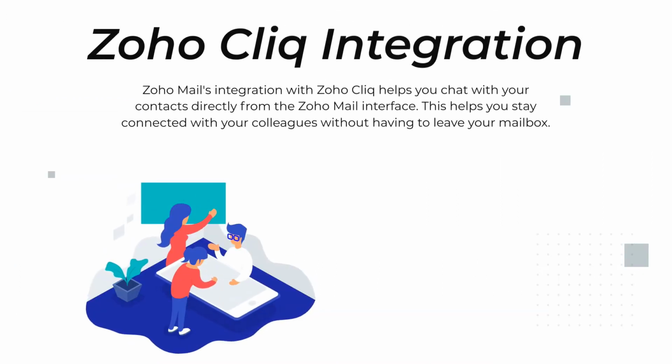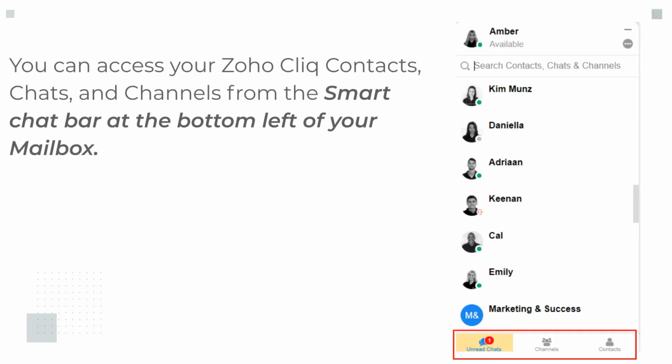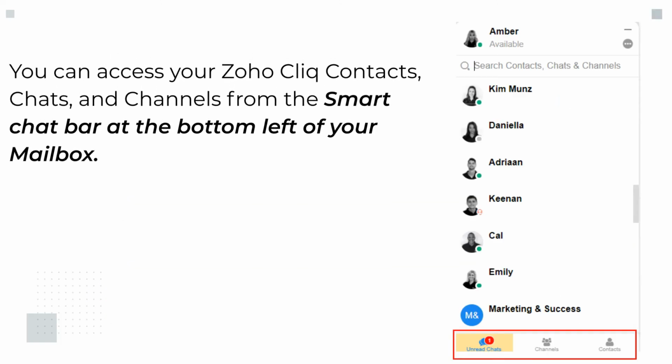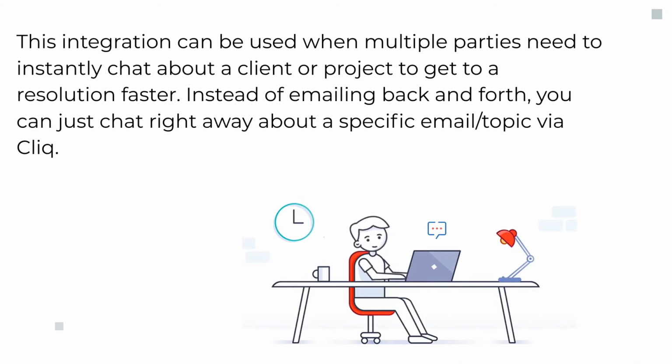Moving on to the Zoho CRM integration. Zoho Mail's integration with Zoho CRM helps you chat with your contacts directly from the Zoho Mail interface. This helps you stay connected with your colleagues without having to leave your mailbox. Access your Zoho CRM contacts, chats, and channels from the smart chat bar at the bottom left of your mailbox. This integration can be used when multiple parties need to instantly chat about a client or project to get a resolution faster. Instead of emailing back and forth, you can just chat right away about a specific email or topic via click.